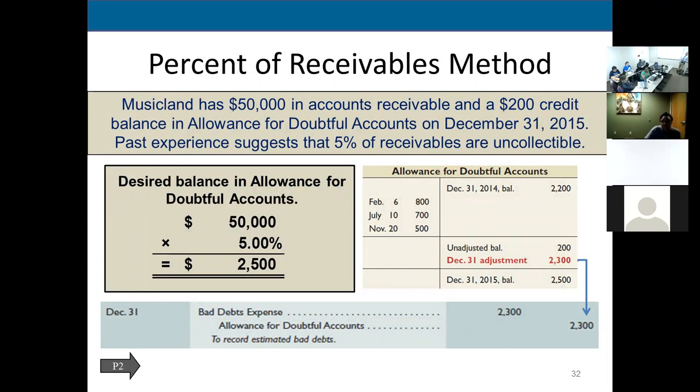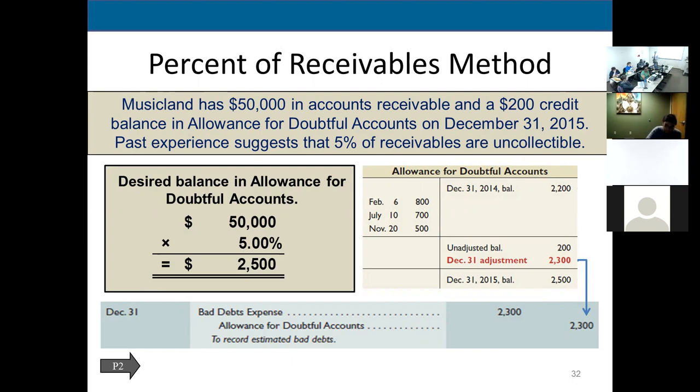All right, so under this percent of receivables method, Musicland has $50,000 in accounts receivable and a $200 balance in allowance for doubtful accounts at year end 2015. Past experience suggests that 5% of receivables are uncollected. Remember, we're basing this off of the amount in accounts receivable. We have 50,000 in accounts receivable multiplied by our estimated 5%. Here we get a balance of $2,500.